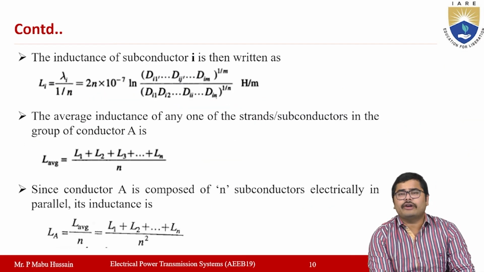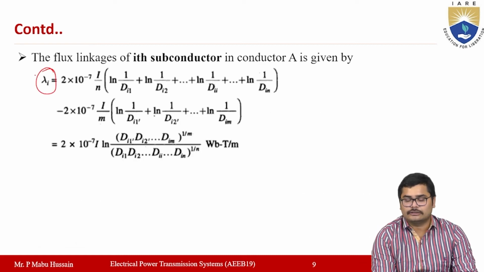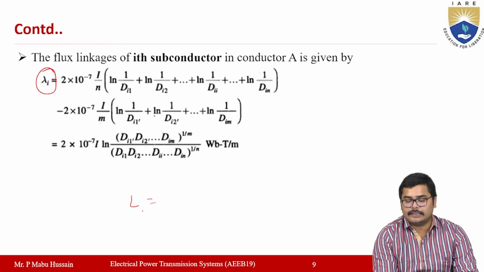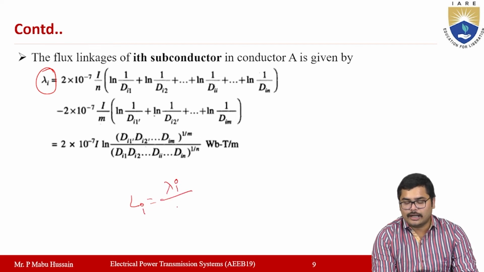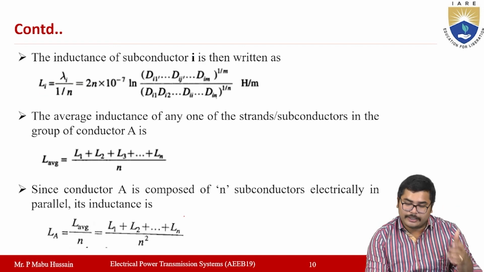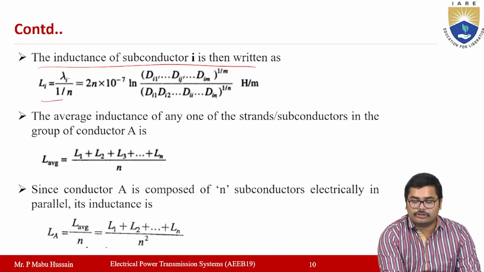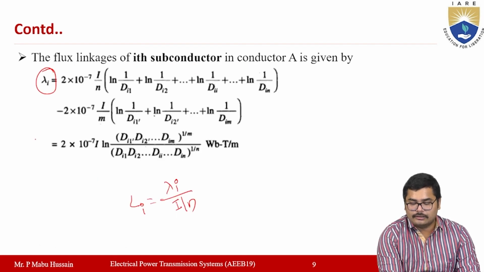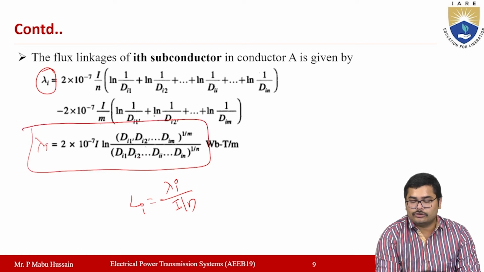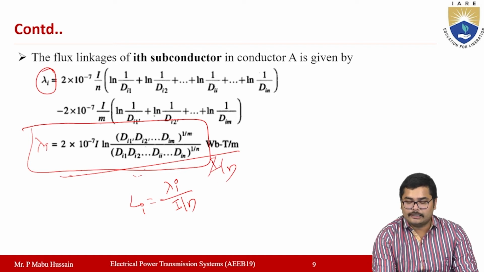Now if you want to find the inductance, once you know the flux linkages, you can calculate the inductance. So the inductance of the ith conductor will be equal to the flux linkage of the ith conductor divided by the current flowing in the ith conductor. The current flowing in the ith conductor is I by n here. So the inductance of subconductor I, written as Li, is equal to lambda I divided by I by n. Now lambda I value is this one, so this total value divided by I by n. Then this I and this I will cancel.